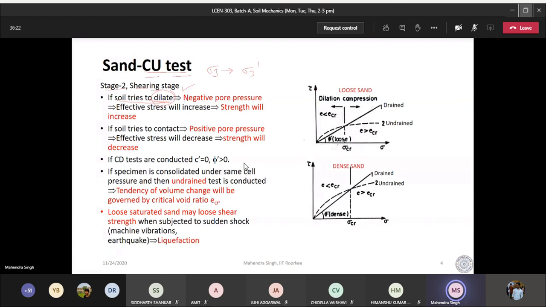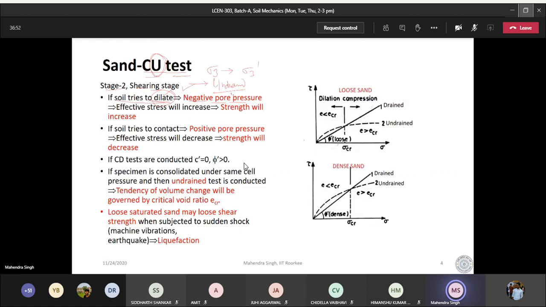So what is going to happen? It is trying to dilate, but in the second stage, we are not allowing any water to go out or go in. So it is an undrained condition. So when it is an undrained condition, negative pore pressure is going to develop because it is trying to expand, and the soil is trying to suck water. So there will be negative pore water pressure.